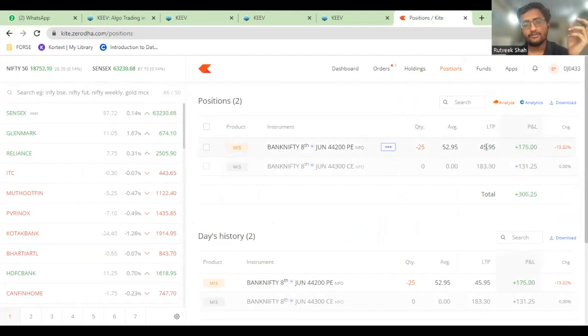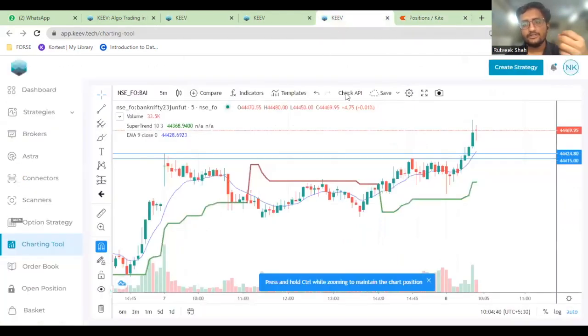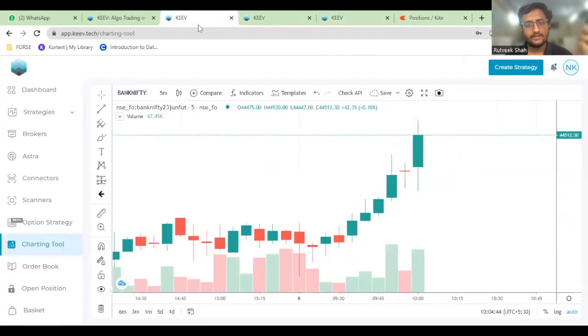We sold the 44,200 put at around 52.95, approximately 53 rupees. It's currently trading at 46. So it is a 25 lot price situation. Currently we are not in a hedge position. We are in a naked position. So we need to make sure that whatever our trade is, it is being set at this level.